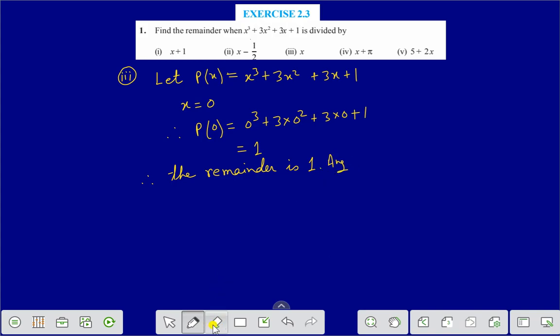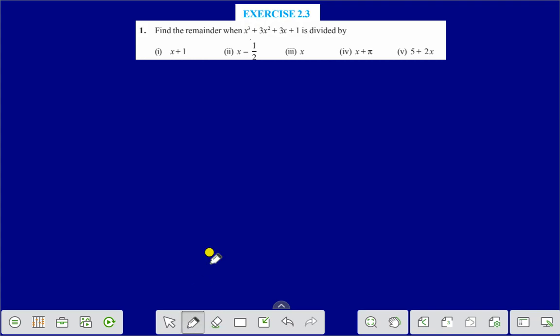Let's solve question number 4. Question number 4 here is x plus pi. By using the remainder theorem, we will find that x plus pi is equal to 0. Therefore x is equal to minus pi. Now let p(x) is equal to x cube plus 3x square plus 3x plus 1.